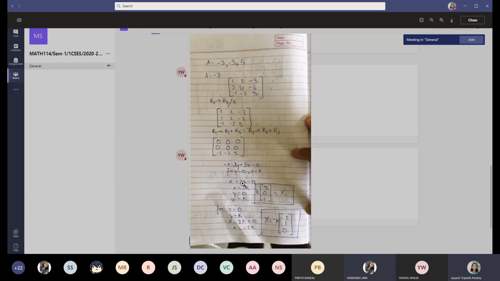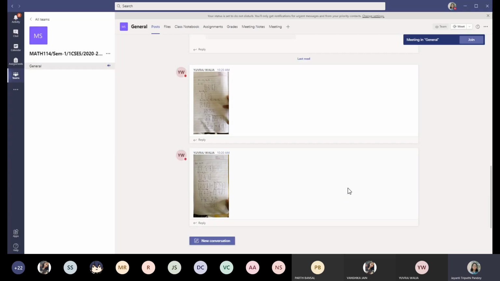Ma'am, then when will orthogonal apply? Ma'am, it depends on symmetric. Do you have a symmetric matrix here? Is your matrix symmetric?